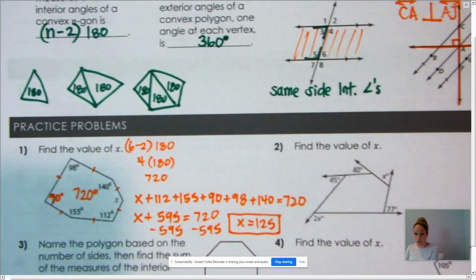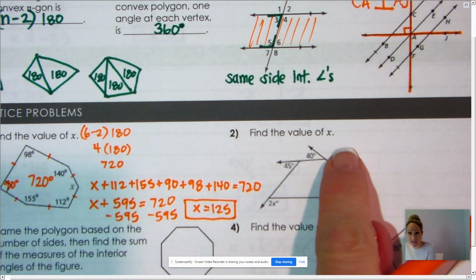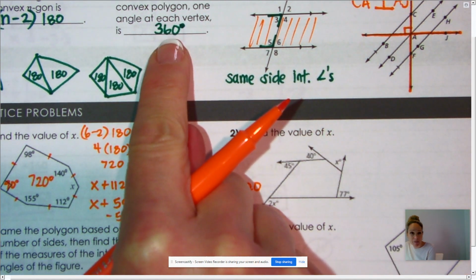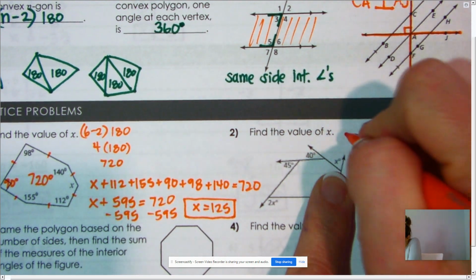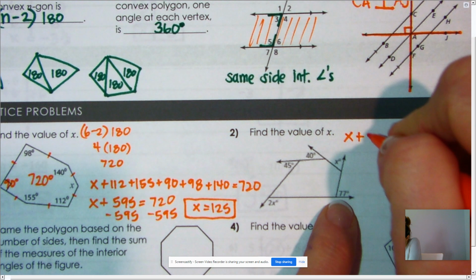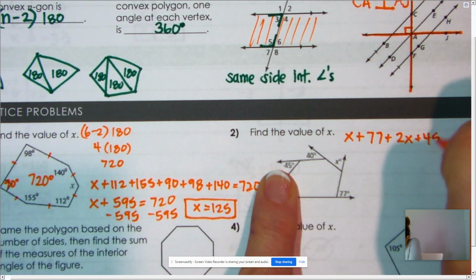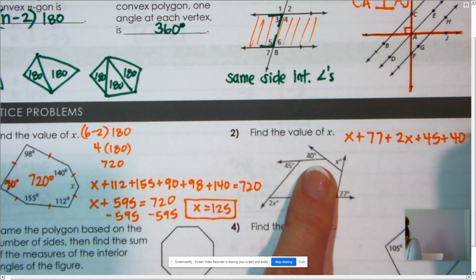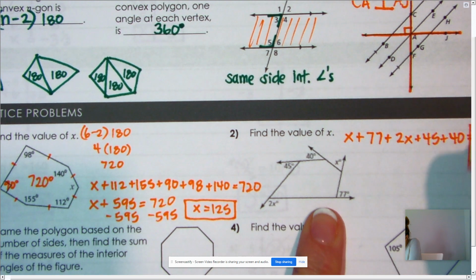Okay, question number 2, find the value of X. Well, now these are all the exterior angles, which I know add up to make 360. So again, I just start at the X and just go around clockwise, 77, 2X, 45, 40, and I know that has to add up to make 360.